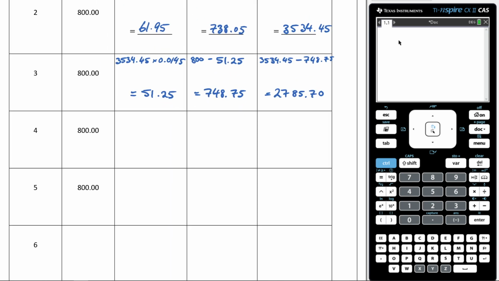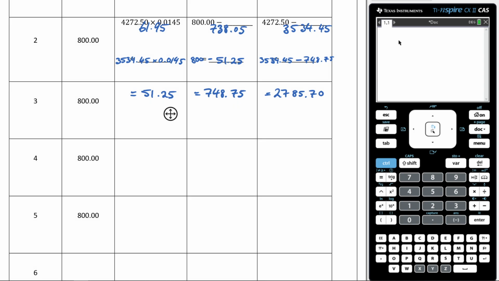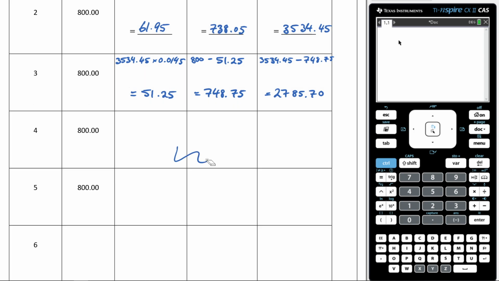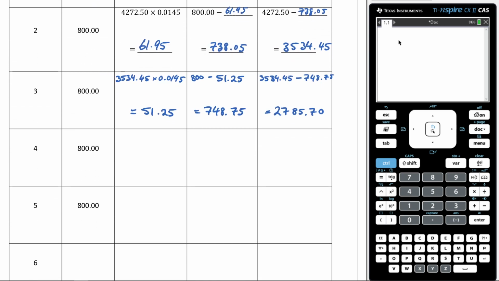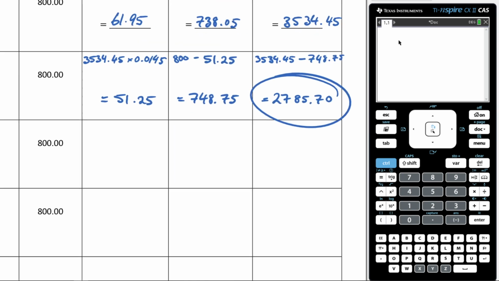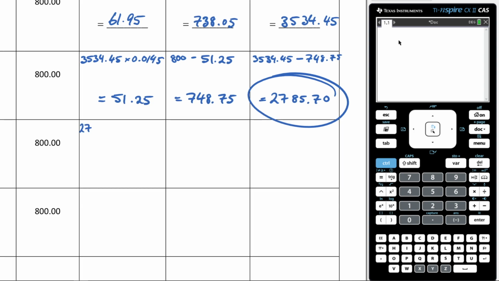My goodness, we have to do this another 2 times. We keep soldiering on here. We go to our next one. The first column here is my interest earned. To figure out my interest earned, I take the previous amount, 2785.70, and I multiply it by 0.0145. When I put it into my calculator, I end up with 40.39.